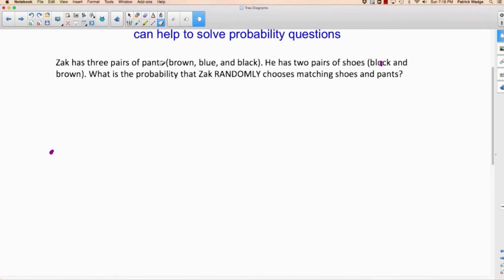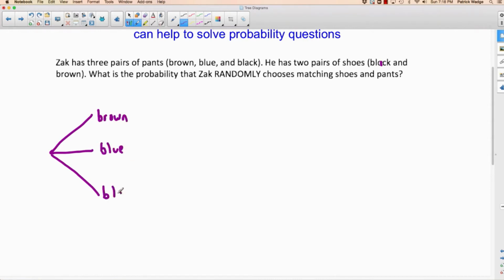Well, since pants are listed first, I'm going to look at the pants. How many different types of pants are there available to Zach? 3 types of pants, brown, blue, and black. So from that dot, we're going to draw 3 lines. And try to make them all end around the same point so it kind of lines up. This one's a little too far probably, but try to make them line up to keep this neat. So now we're going to list our pants. There are brown pants, there are blue pants, and there are black pants.